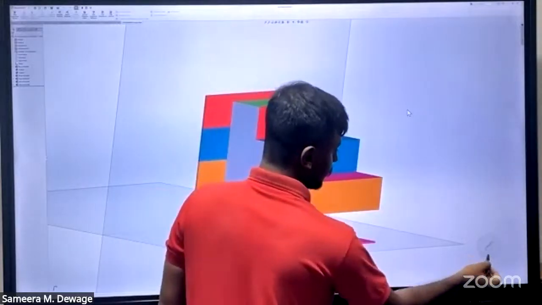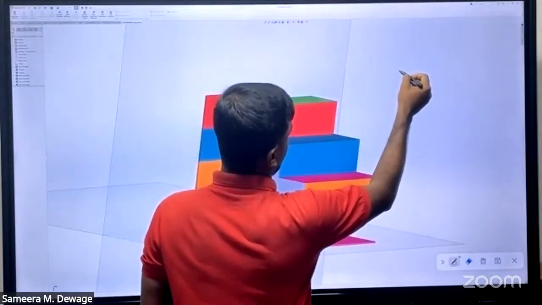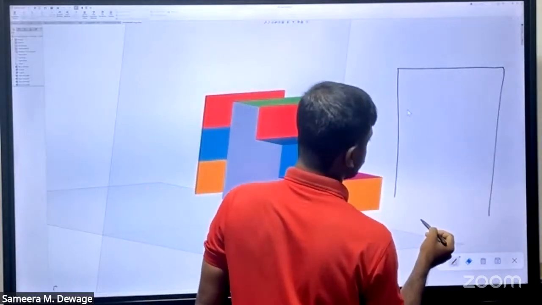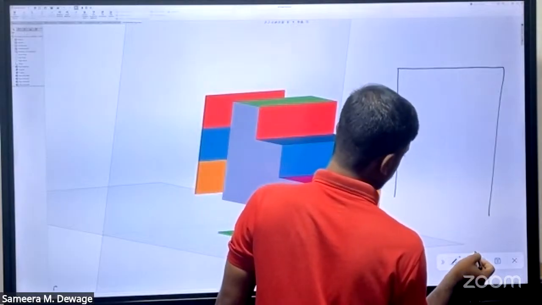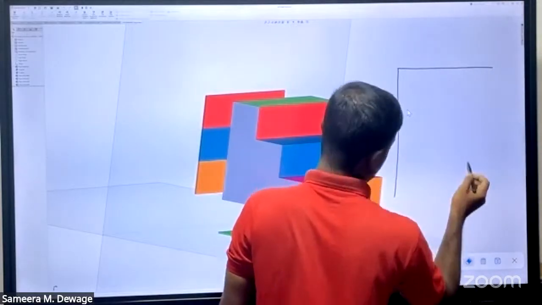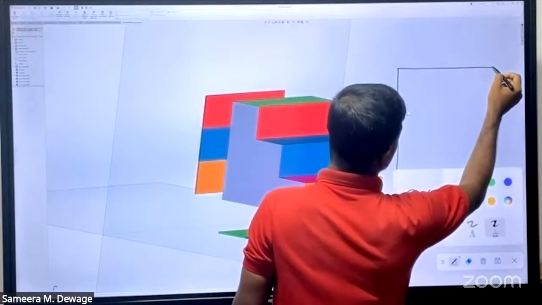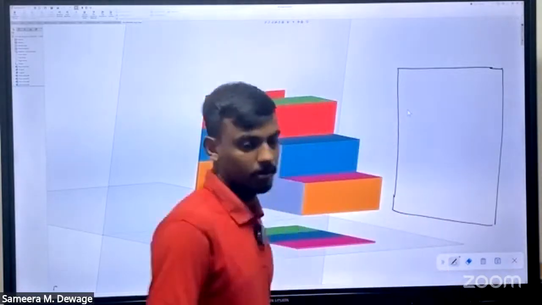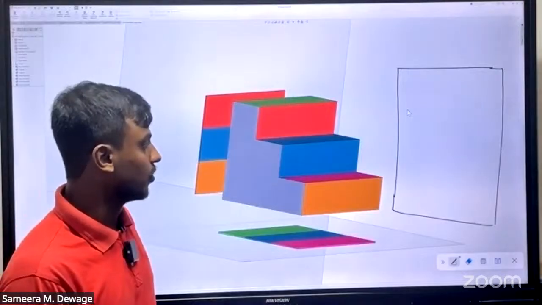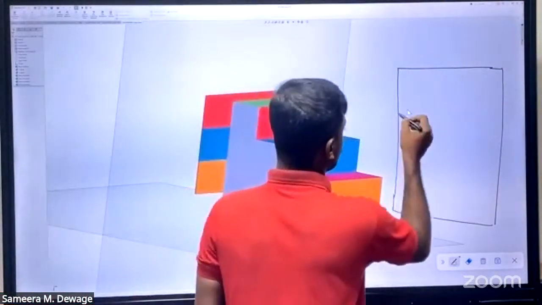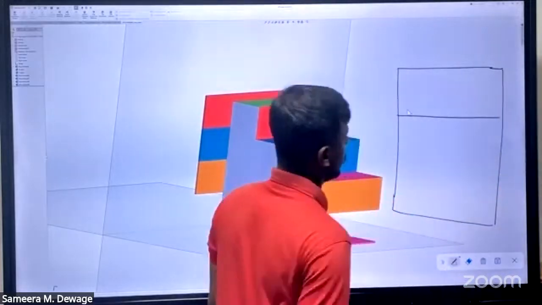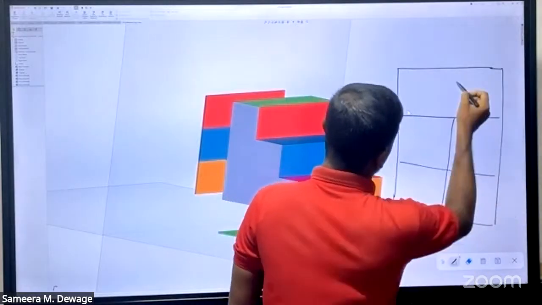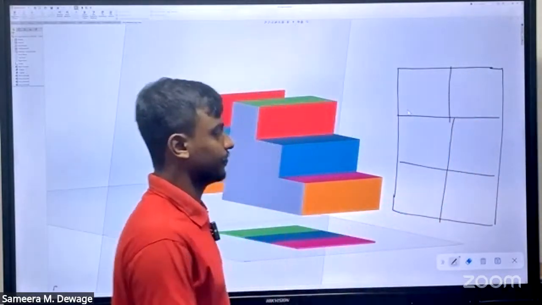Assume this is your graph paper, right? So first you need to draw a line, and this part you need to divide like this.